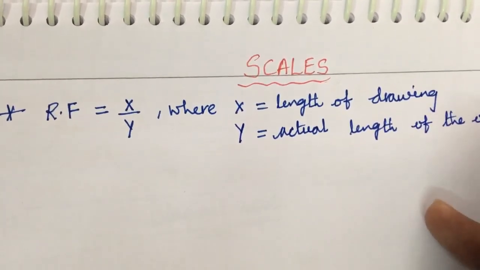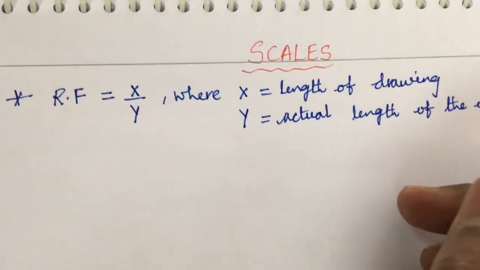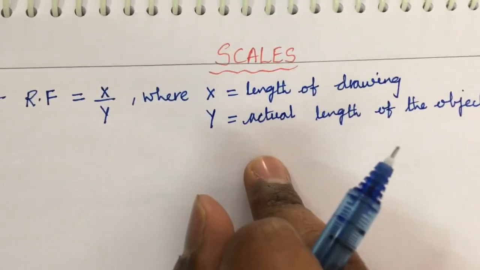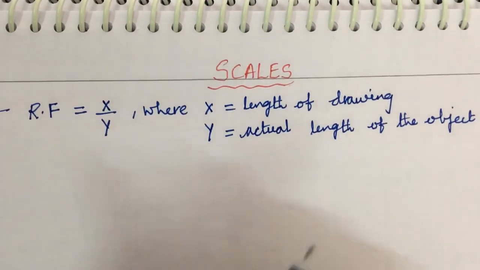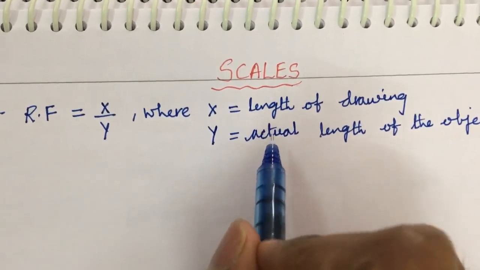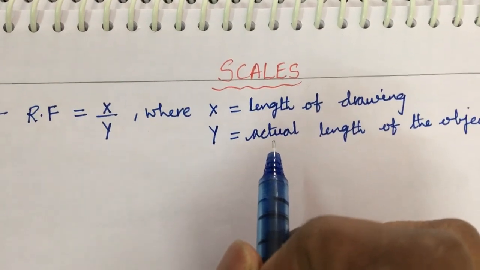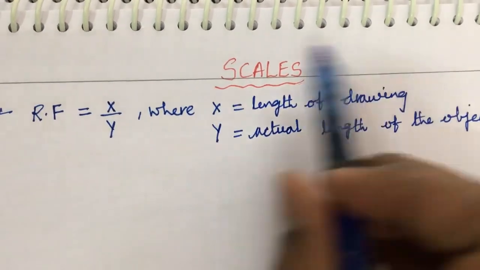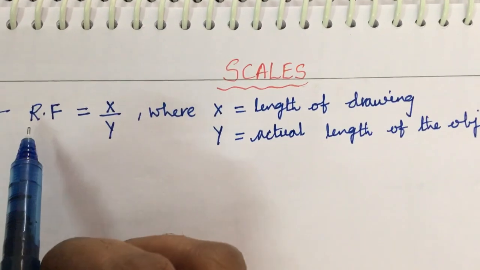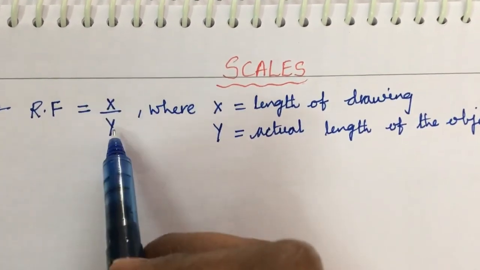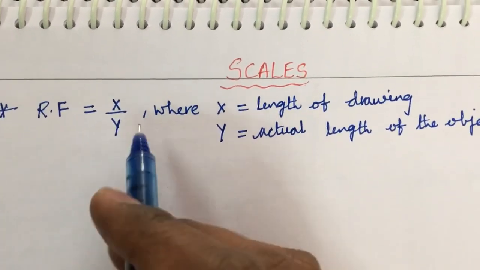Let the length of the object be given, for example 20 meter, which I cannot produce on the drawing sheet. So, I need to work out whether it belongs to an enlarging scale, a reducing scale, or a full size scale. Based on that, I will be converting this RF to similar units and then working out the length of the scale.